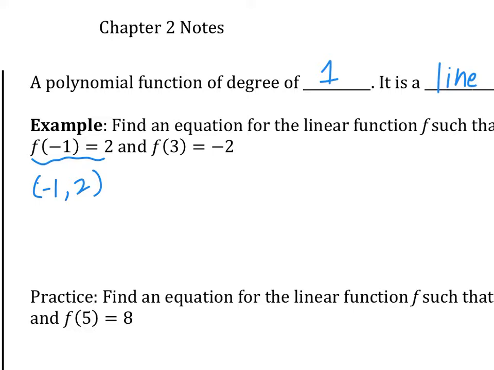Remember that inside the function is an x, outside that's a y. So negative 1, 2. And this is going to be 3, negative 2. So can you write a straight line with these 2 points? Yes, of course. Okay, go ahead and do that. Let me know when you're done, and then you can go on to the next one.